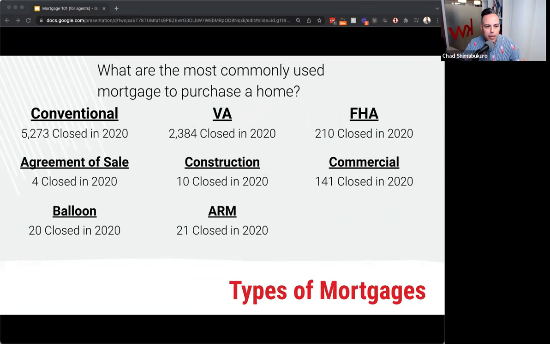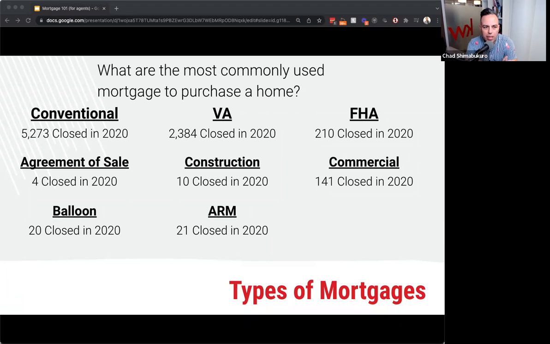Okay, talking about where the most commonly used mortgages come from. So this is on Oahu specifically in 2020. I ran some of the numbers. Conventional, by far and away, as you probably imagine, took first place with 5,200 conventional loans.